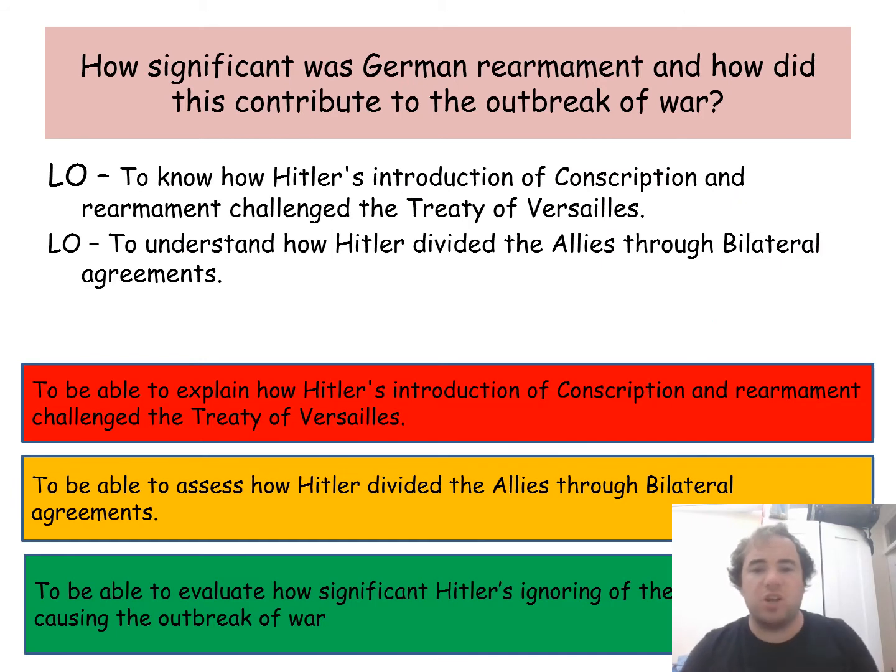But what we want to look at today is how significant German rearmament was and how it contributed to the outbreak of war. And to do this, you need to know how Hitler's introduction of conscription and rearmament challenged the Treaty of Versailles, and you need to understand how Hitler divided the Allies through bilateral agreement.